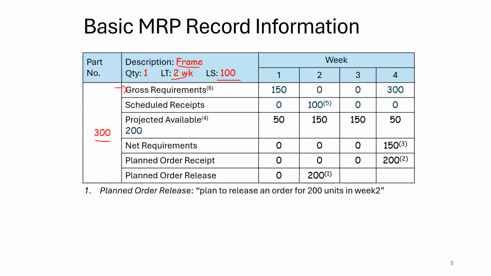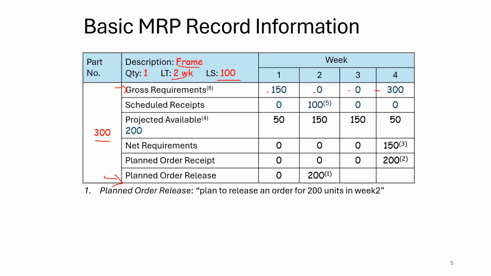And the main output of the MRP is the planned order release, which basically tells us when we place the order for the components so that we achieve our gross requirements. So according to this example over here, if we place an order of 200 units at week 2, then we'll be able to satisfy our gross requirements of 150 in week 1, 0 in week 2, 0 in week 3, and 300 in week 4.